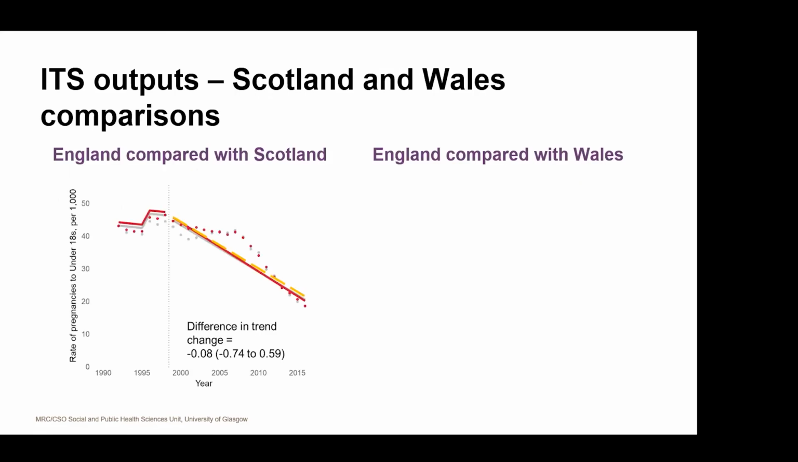When we then compare it with Scotland, first of all, you'll see, so this is quite hard to see because the grey dots there are Scotland rates observed and the red dots are the England rates. And the yellow dashed line now is what would have happened if England had seen the same level and trend change as Scotland had at that period. So Scotland had no strategy and saw a rapid decrease in pregnancy rates. England had a strategy and sees pretty much the same decrease in pregnancy rates. The difference in trend is very, very little here.